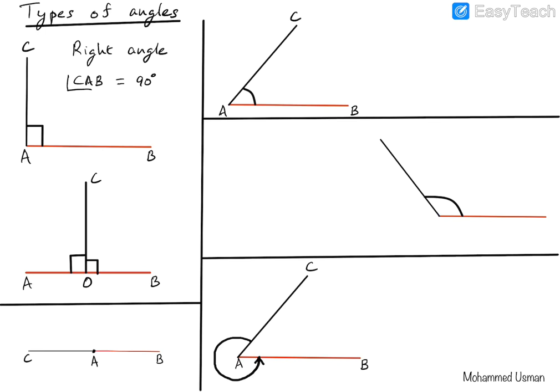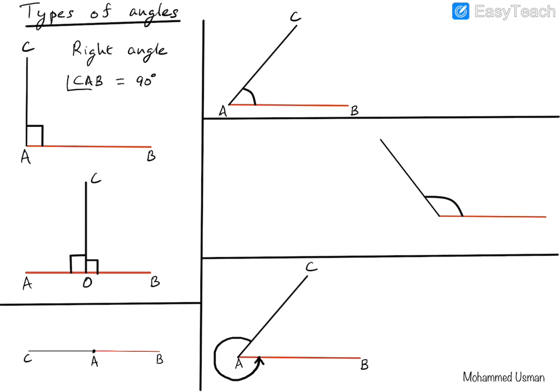We can also have this perpendicular line, not at the end point of the horizontal line, but somewhere in between, meeting it in between the line, horizontal line AB. In which case, again, the angle between them is still 90 degrees, but we notice that it makes 90 degrees on one side and another 90 degrees on the other side. Okay, so when the angle between two lines is 90 degrees, we call this a right angle.